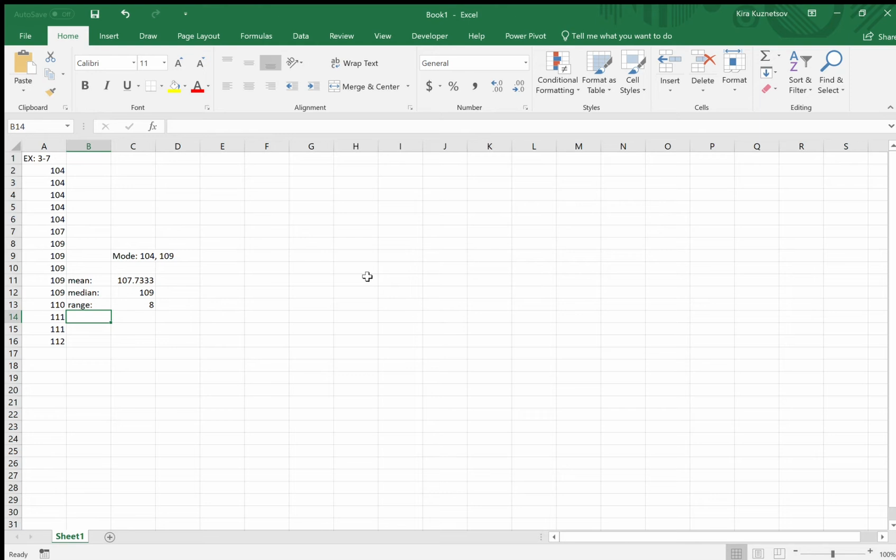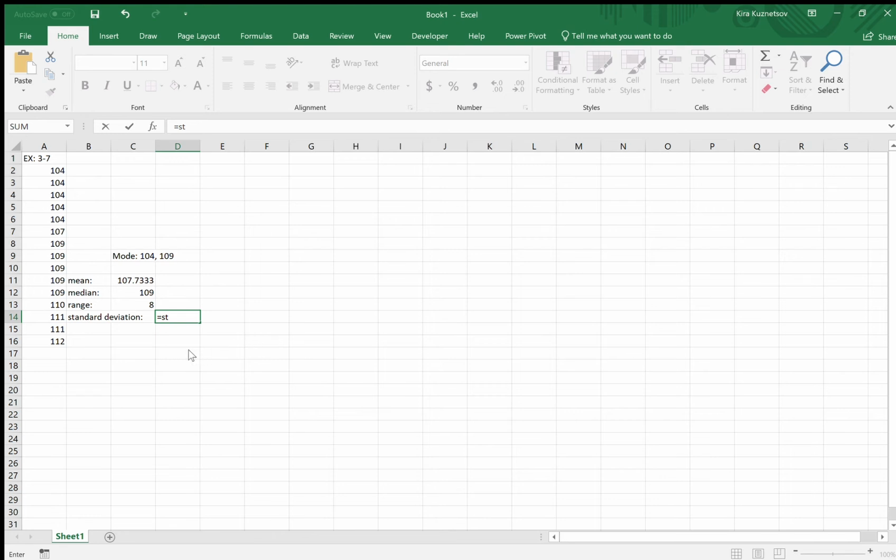The next definition is the standard deviation. Do it over here. Start with an equal sign. If you start typing t, right there, you have your two formulas. Standard deviation dot p will calculate the standard deviation based on the entire population given as the argument. So it assumes that the whole thing is the population.